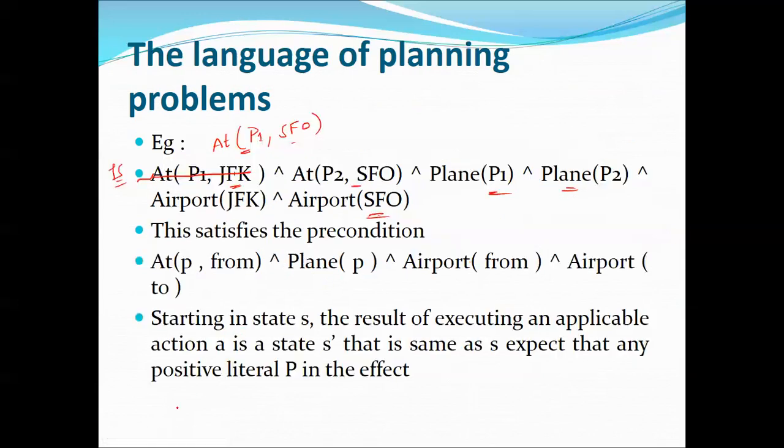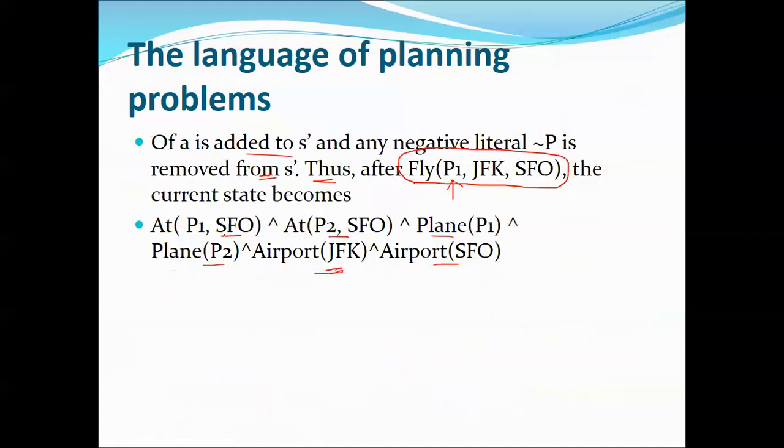That is, when you are starting at a particular state, if you apply an action, you will reach S dash. Now what is this S dash? S dash is nothing but the same as S plus adding some positive literals and removing some negative literals. So here we are doing that. This positive literal is added and the negative literal, not At(P1, JFK), is removed.